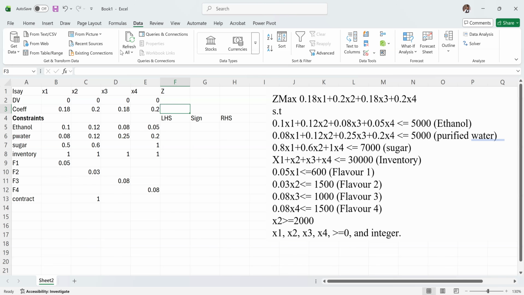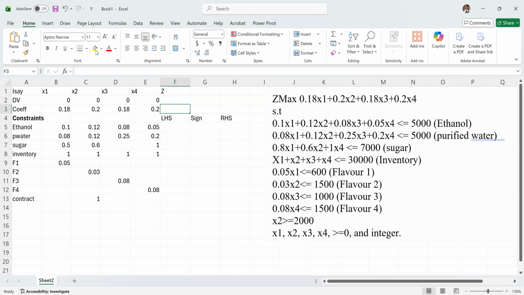We are left. Yeah, go ahead. How about the capacity? Which capacity? The one x1 plus x2 plus x3 plus x4 less or equal to 30,000. That's the same as the inventory. You can't join inventory. Where's the inventory?